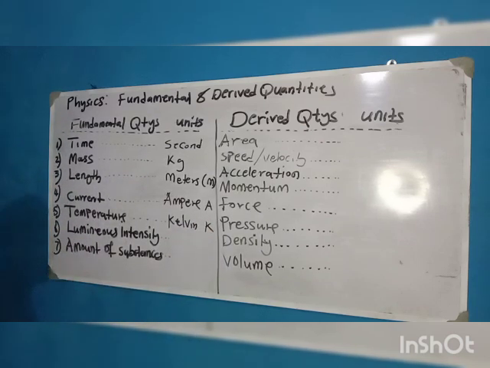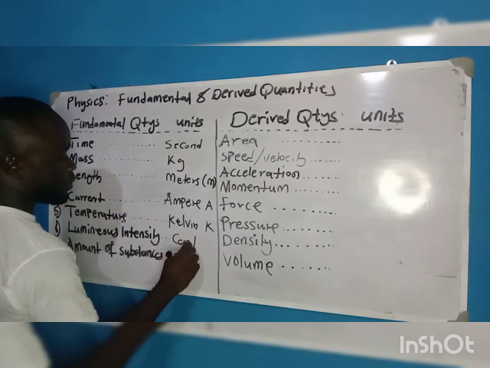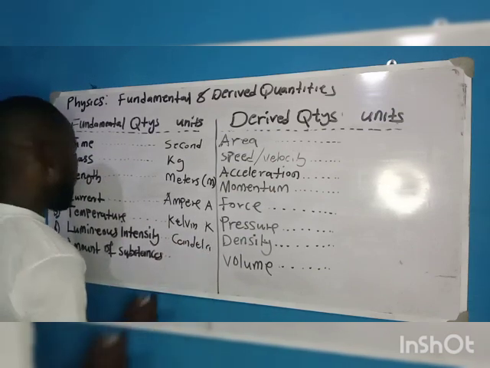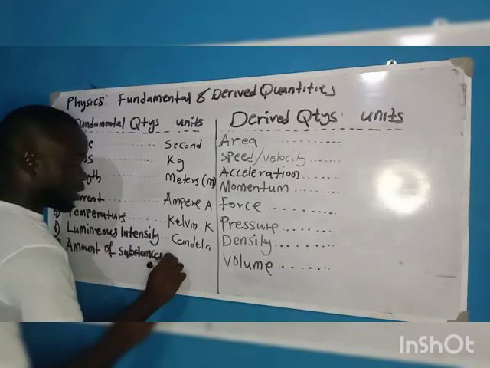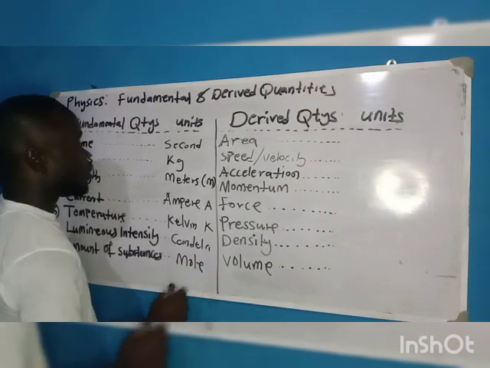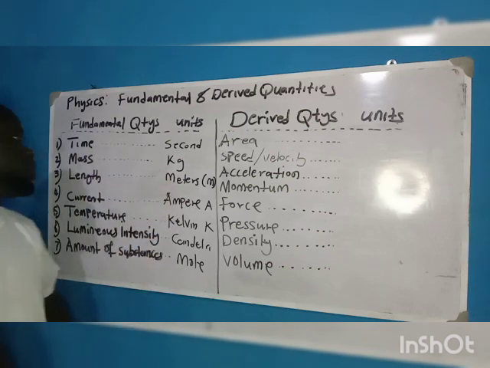Then we have luminous intensity. The unit is candela. And then amount of substance is in mole. So these are the fundamental quantities and their units that we'll find in physics.